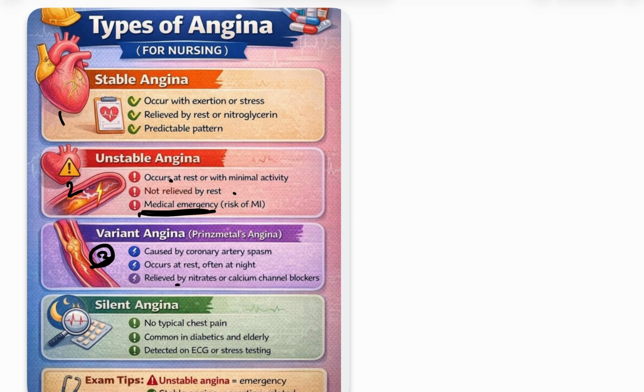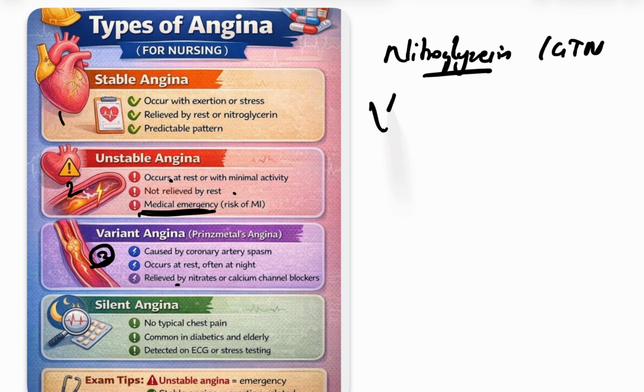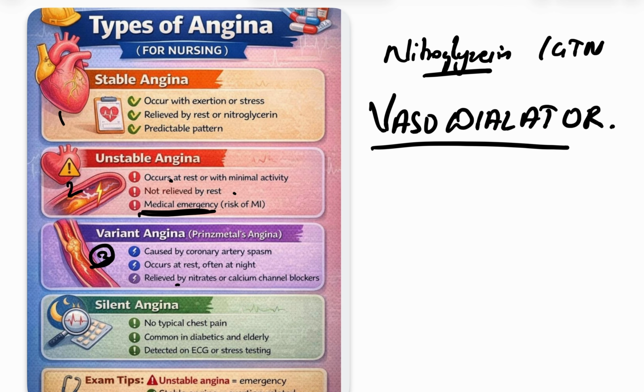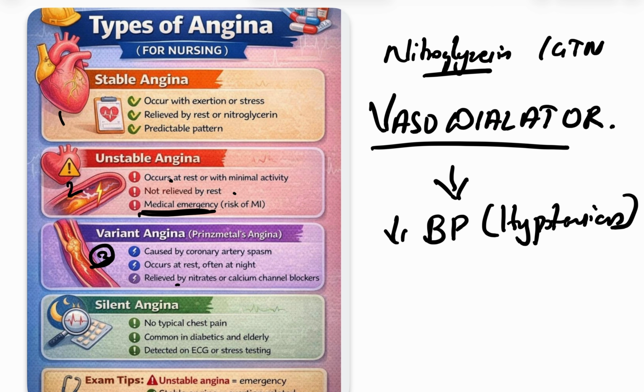And then we studied about nitroglycerin. What is nitroglycerin? Nitroglycerin, or GTN spray, is a vasodilator. Very important to remember. It is going to dilate the blood vessels, so the patient will be at risk of reduced BP, or hypotension. So remember that it is a nursing management to assess the blood pressure of the patient who is administered nitroglycerin or GTN spray.